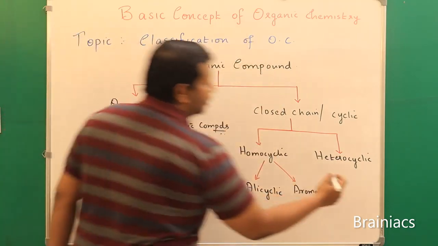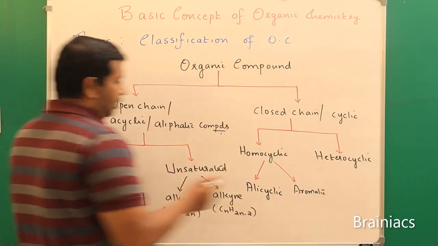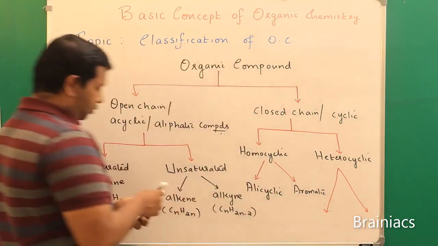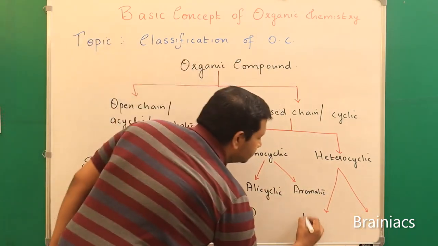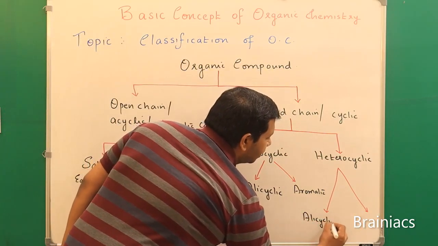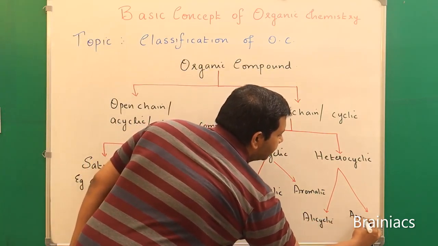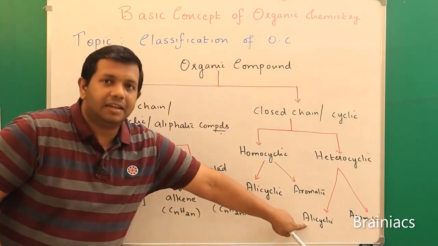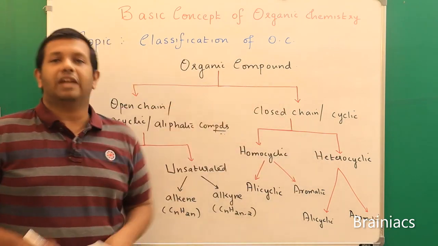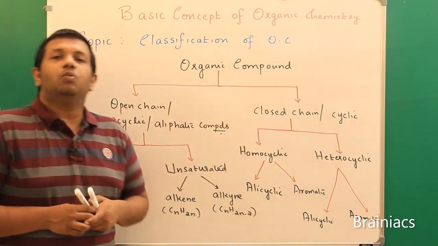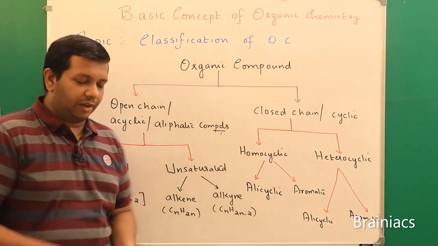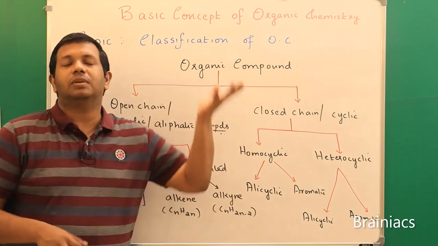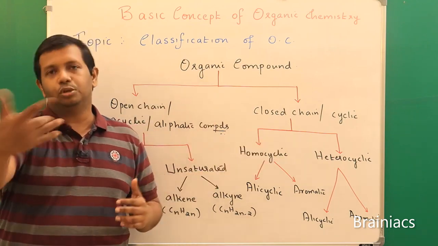Similarly, heterocyclic is also classified in the same way. There is no space, so I am drawing big. This can also be alicyclic, or it can be aromatic. So here how will you say then? Alicyclic, heterocyclic, closed chain organic compound. Understood? Now I need to explain what alicyclic and aromatic are. To say whether a species is aromatic or not, there are some definite criteria. That is what we are going to learn next.